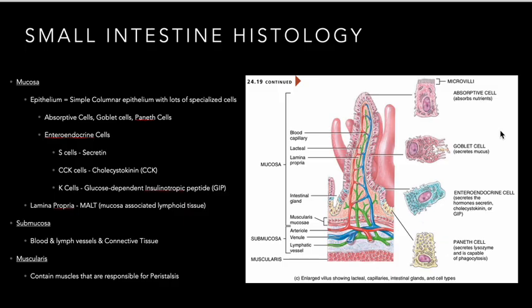We are also going to see some cells called enteroendocrine cells in the small intestine. Entero means intestines, and endocrine is our endocrine system, so our hormones, which we're going to talk about in a few chapters. We have three different main types of enteroendocrine cells. We have our S cells, which secrete secretin. We have CCK cells, which secrete a hormone called cholecystokinin. And we have K cells that secrete this very long-named hormone called GIP. It is called glucose-dependent insulinotropic peptide.